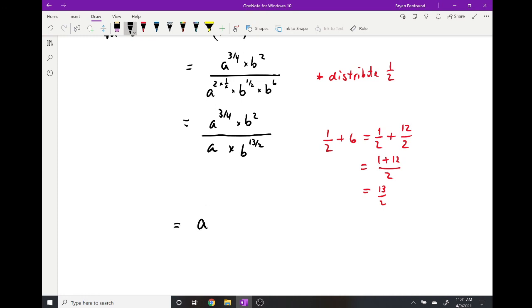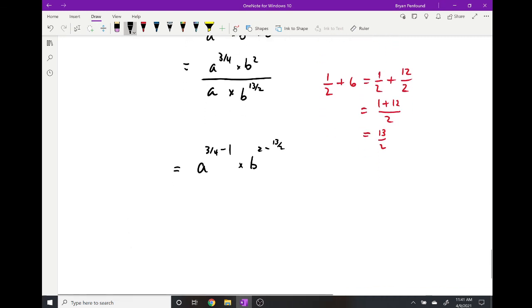So I'm going to start with a to the 3/4, and because I am dividing by a, I can technically subtract 1 from this expression, and that's going to simplify the a's. And a similar thing can happen here with b's. Starting with my b squared, I'm going to subtract 13/2. So again, like bases means we can subtract.